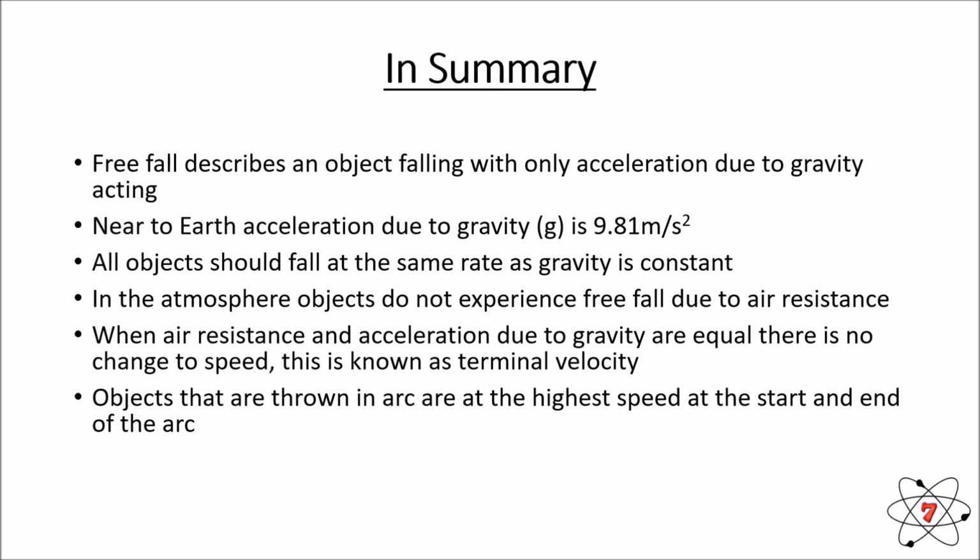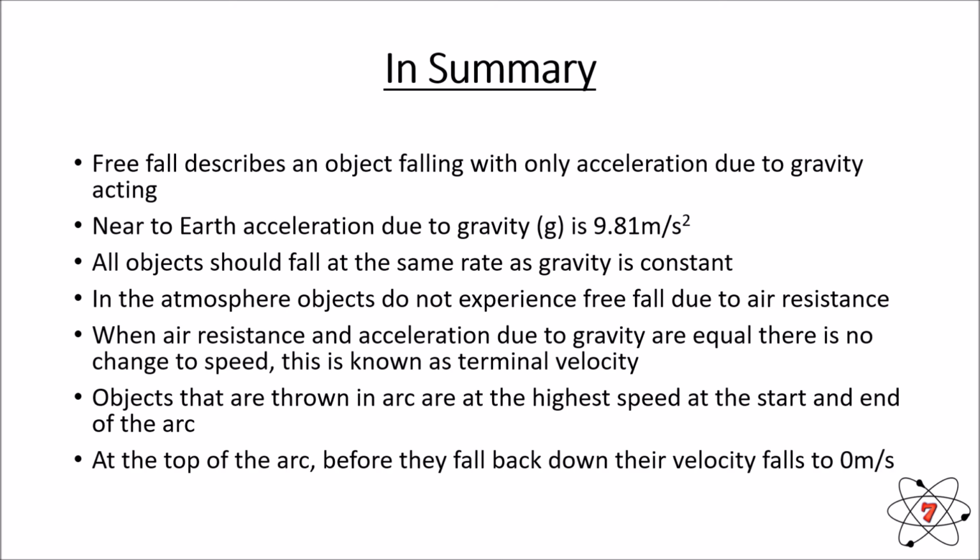And objects thrown in an arc are at their highest speed at the start and the end of the arc. And at the top of the arc, before they fall back down, their velocity falls to 0. And we can represent this with lots of different types of graph. So I hope you now know a little bit more about how an object falls and what free fall is and what terminal velocity is and how we can represent a falling object with graphs.